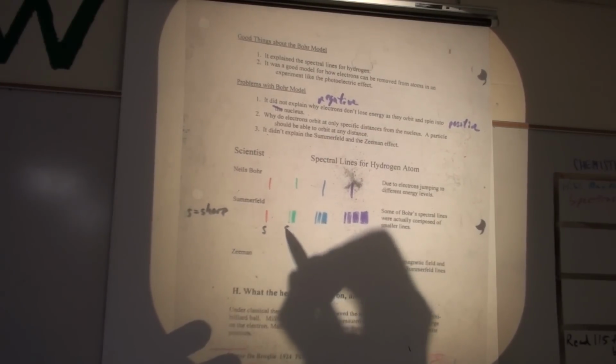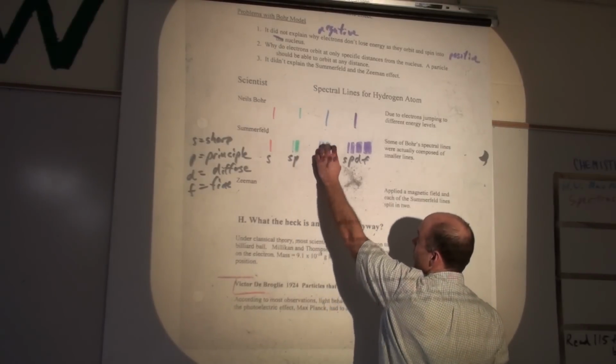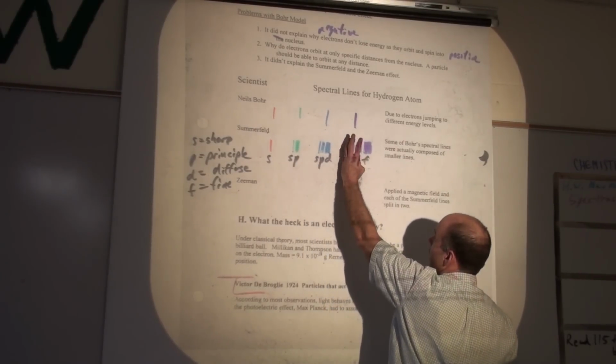And no different here with these lines. They called the first line, the very thin line, sharp. The next line they called principal. The third line in the sequence they called diffuse. And the fourth line in the sequence they called fine. So the red line stayed a single line, the green line split into 2, the blue line split into S, P, D, the fourth line split into S, P, D and F.